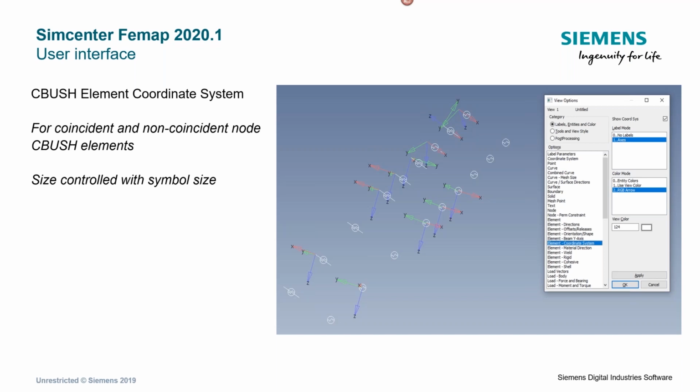When viewing CBush elements, now you can plot those element coordinate systems. This is very powerful when you are defining these entities to make sure that you are entering stiffness in the correct direction. It'll automatically update if you change the orientation of this element.